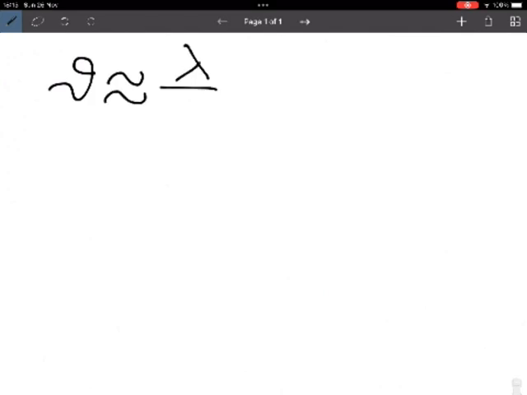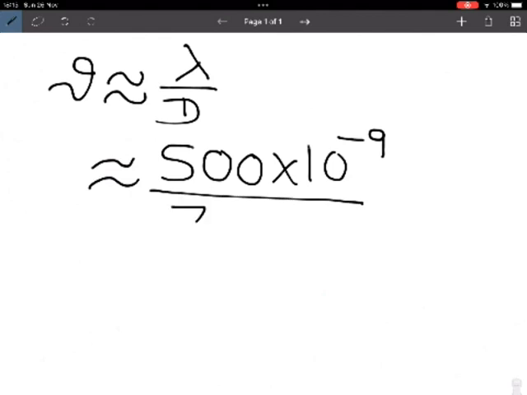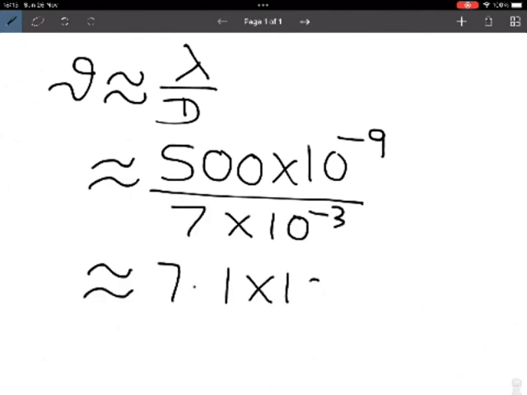First, we write down the equation we will use. We then substitute in the numbers. Finally, we give the answer, with the appropriate units. In this case, the resolving limit of the eye is about 71 microradians.